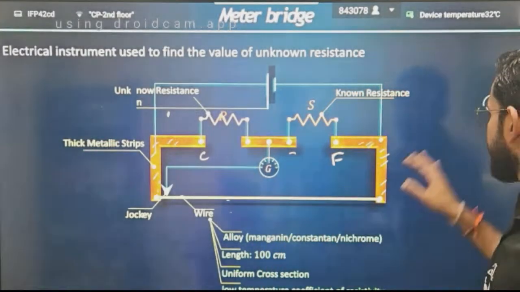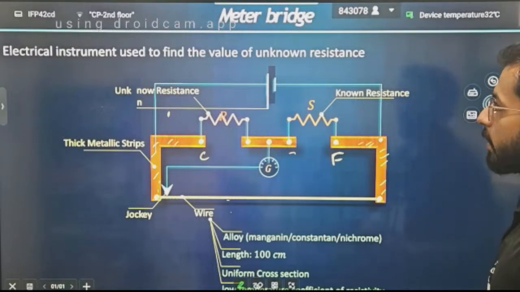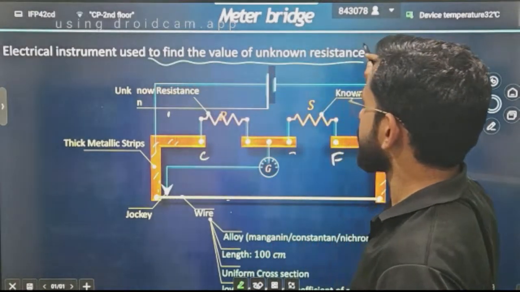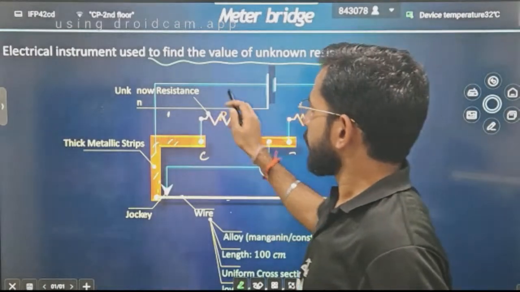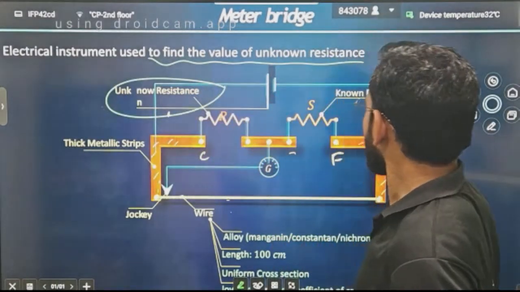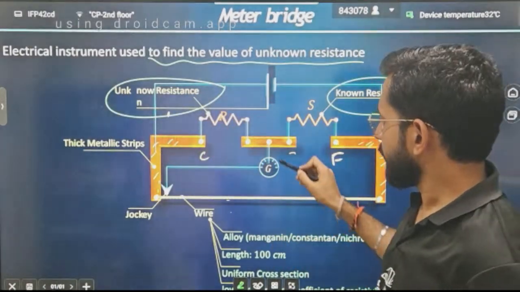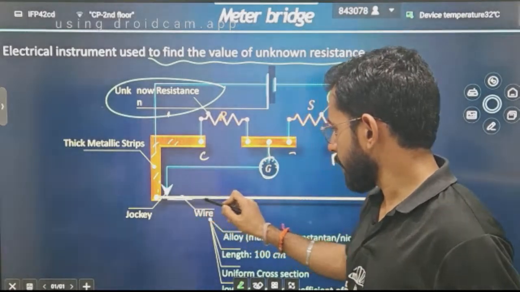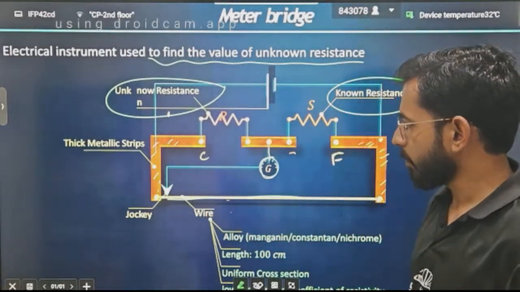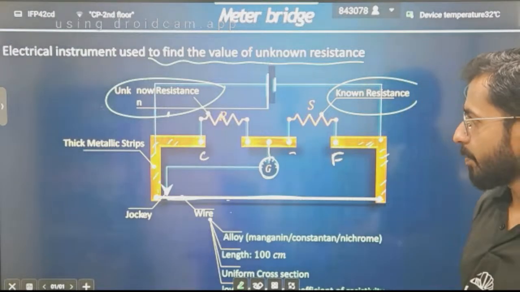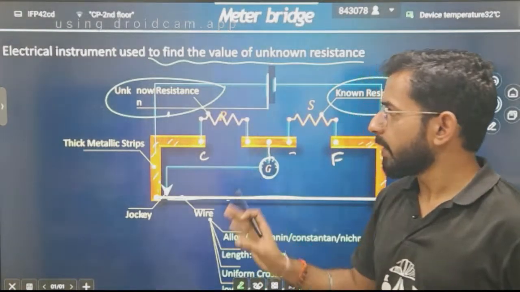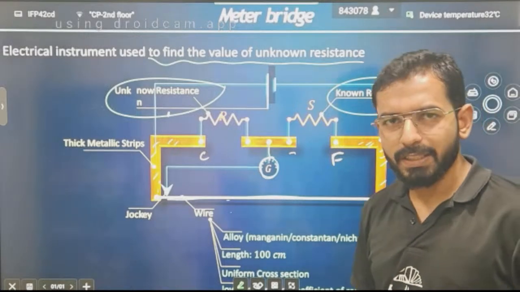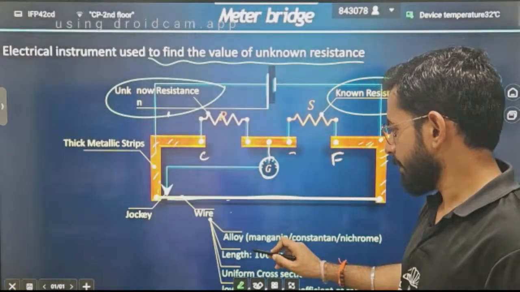And now what is that unknown resistance? Here is the electrical instrument used to find the value of an unknown resistance. This is the unknown resistance, and this is the known resistance connected here. Then there is a galvanometer here, and here it is connected by a wire. Now this wire also has some properties. This complete practical setup is available in your college. Go to your college and please watch and do the practicals.